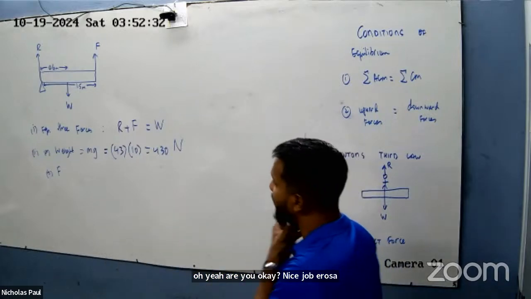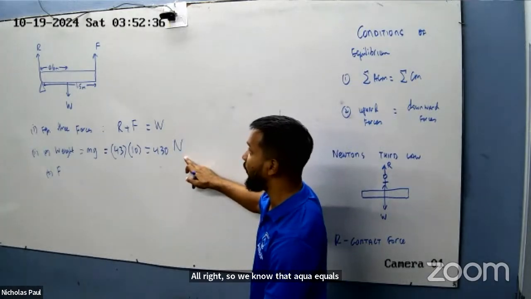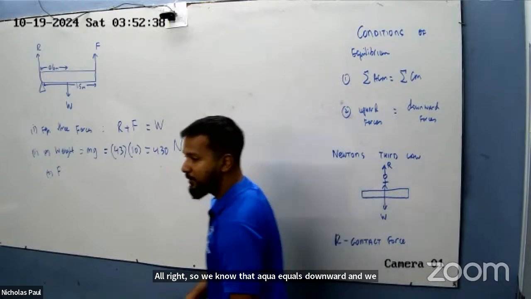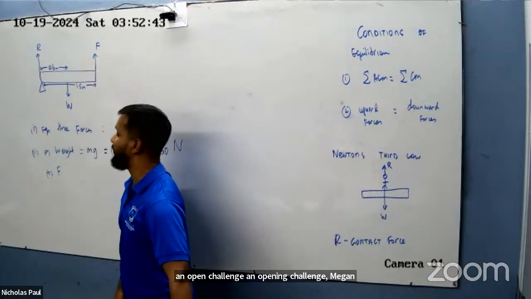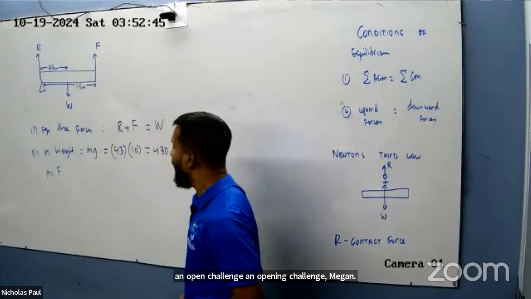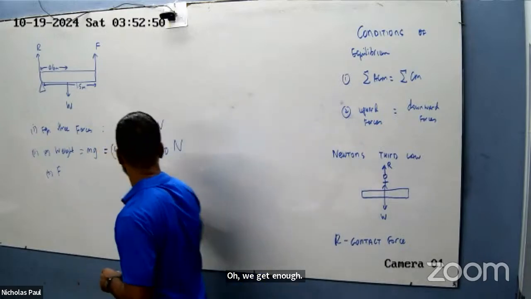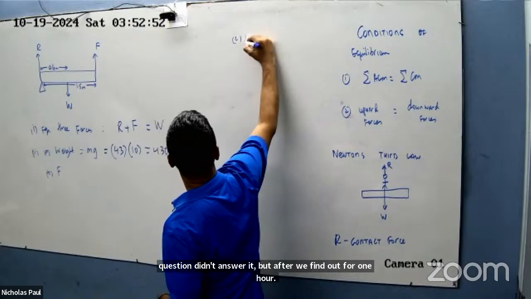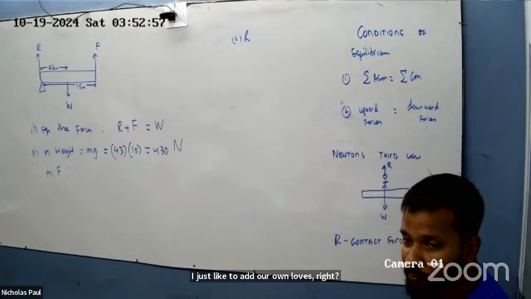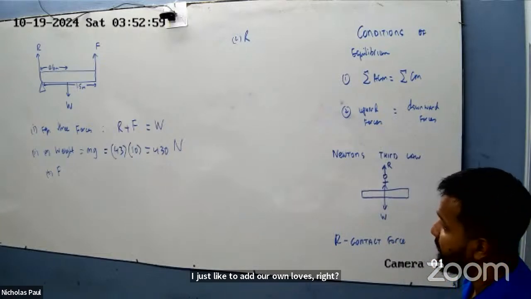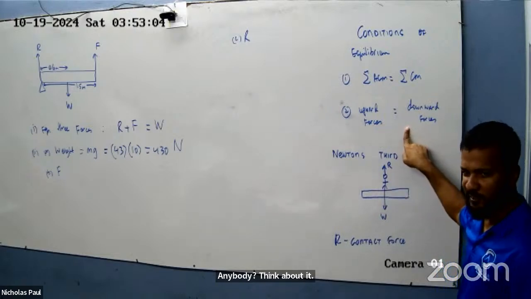All right, so we know that upward equals downward, and we know that weight is equal to 430. Now for the challenge, Megan. How are we getting there? I know the question didn't ask for weight, but after we find it out, I want R. I just like to add on that. How are we getting that? Anybody? Think about it. We just used this, so you might be able to use it again.